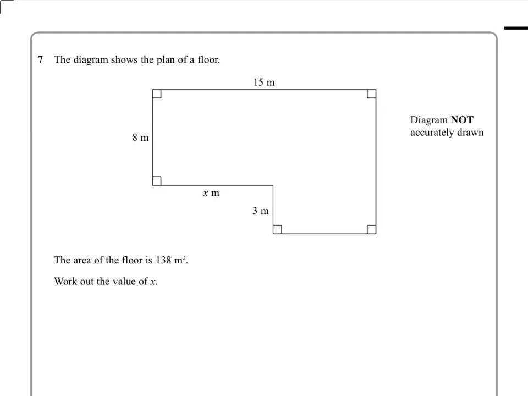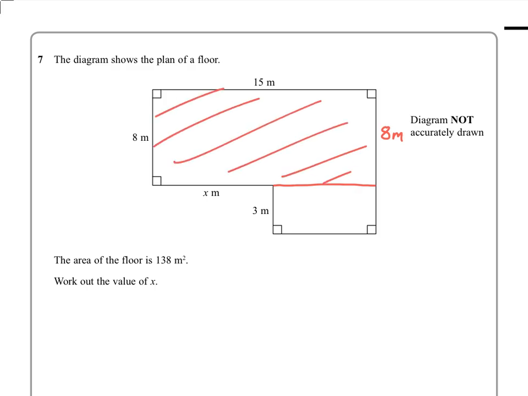Okay, next question. The diagram shows the plan of a floor. The area of the floor is 138 metres squared. Work out the value of x. Well, let's have a look at this one. I think what I'd do is I'd probably split this off here, and I'd have 3 here, and this is 8 still. So I'd have 8 metres times 15 would be all of this, and 8 times 15, that's 120 metres squared. And then for this one, this is a bit tricky.